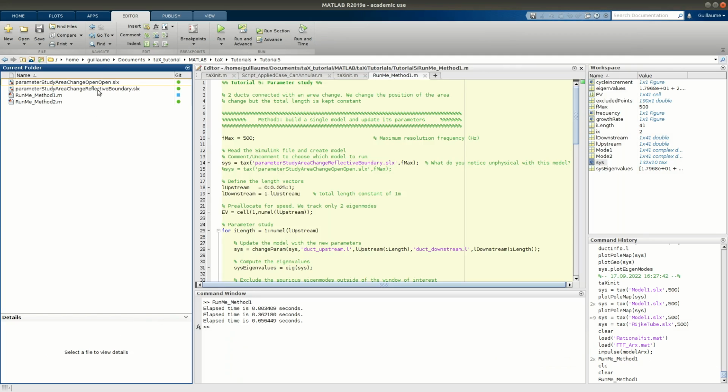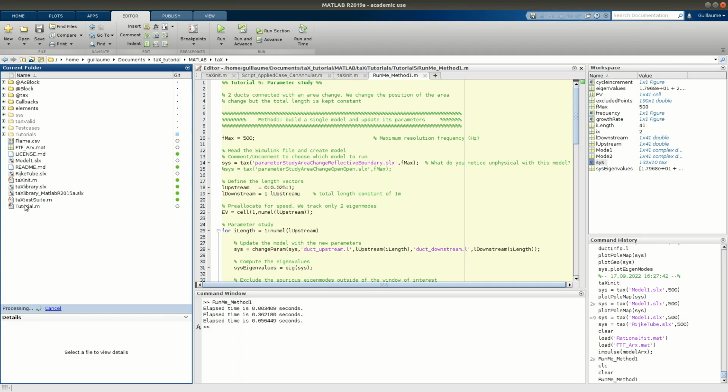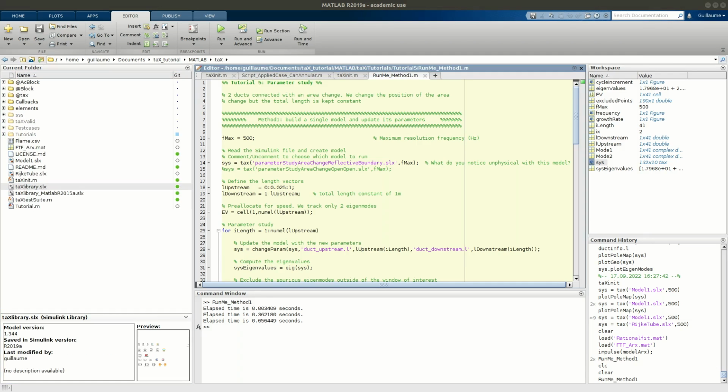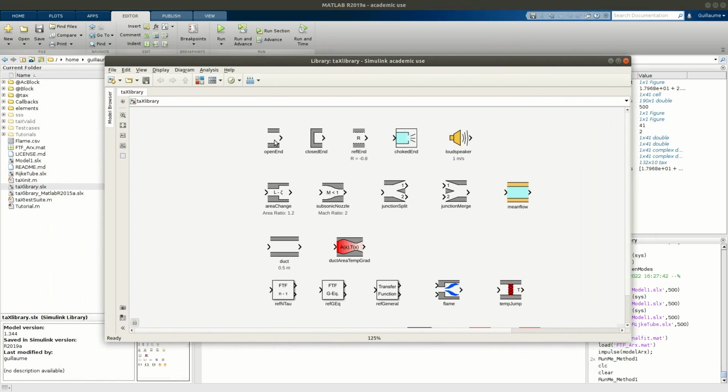So in the library, we can verify that we have two elements that are open end and closed end. Those two are defined in a way that no matter your mean values, both boundaries will be energetically consistent, so you will not create spurious energy.